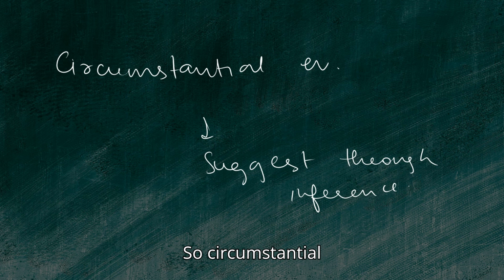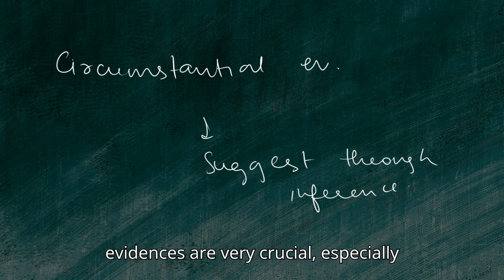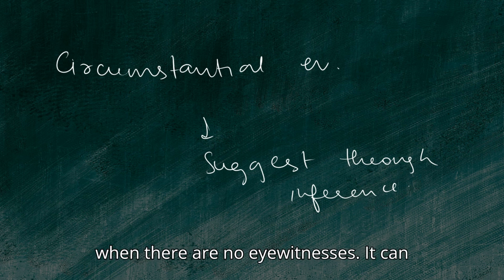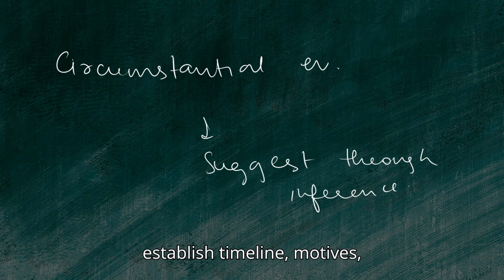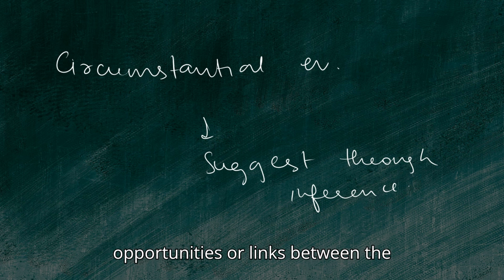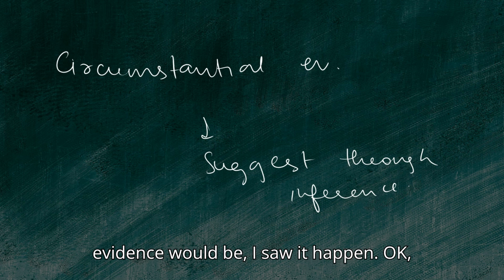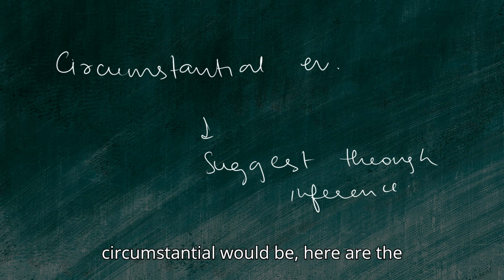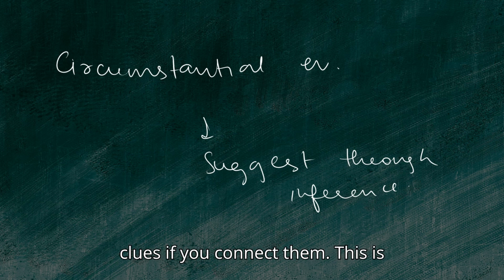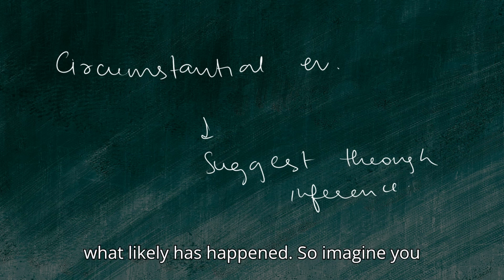So circumstantial evidence is very crucial, especially when there are no eyewitnesses. It can establish timelines, motives, opportunities, or links between the accused and the crime. So direct evidence would be, "I saw it happen." Circumstantial would be, "Here are the clues. If you connect them, this is what likely happened."